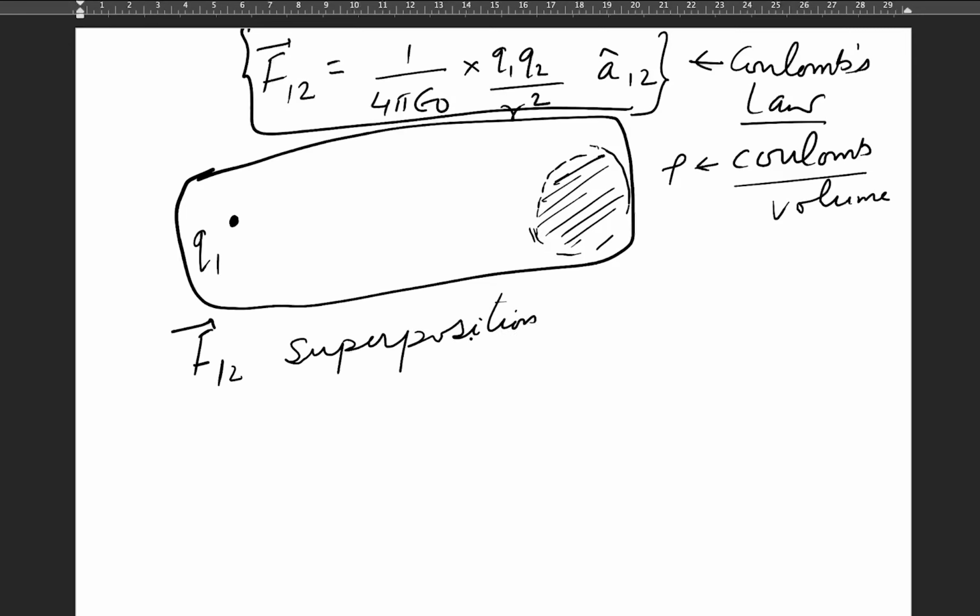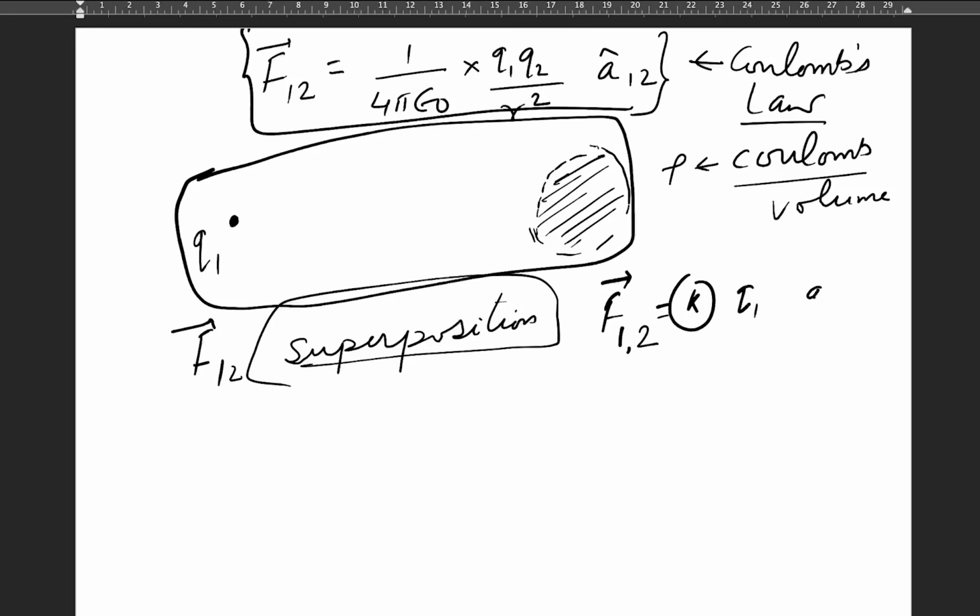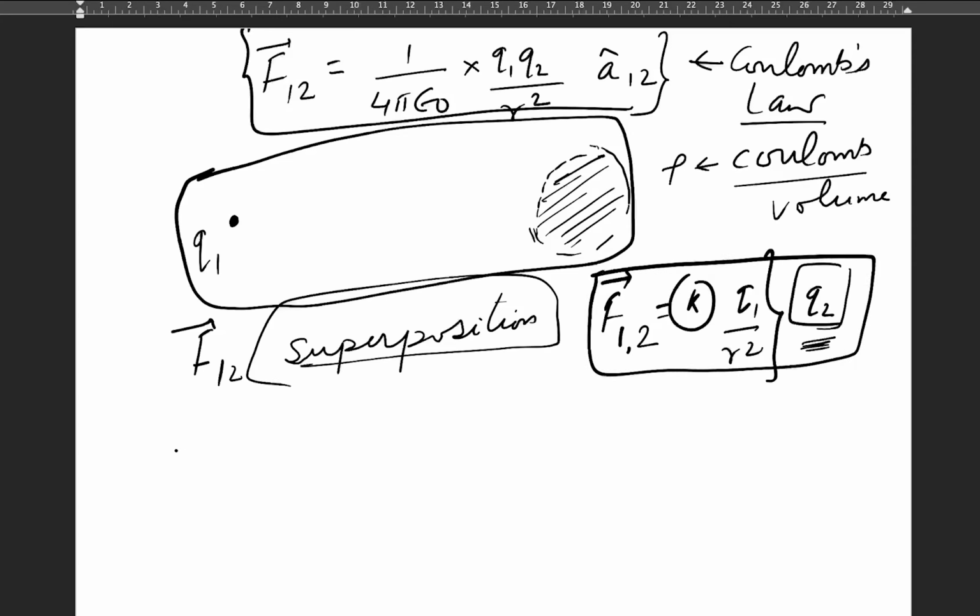So what does it mean? As far as we can see, this force expression, force by charge 1 on 2, is given by some proportionality constant times Q1 Q2 over R square. So we see that force on Q2 is just proportional to the charge, or this is a linear equation as far as this charge is concerned. So we can see that this force will follow the superposition principle. So what does it mean?